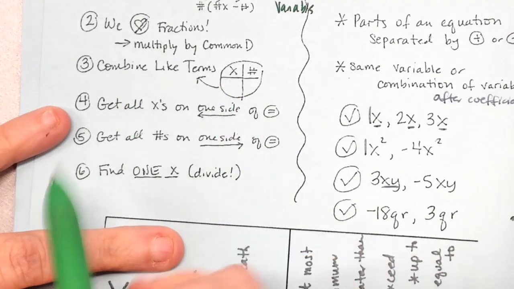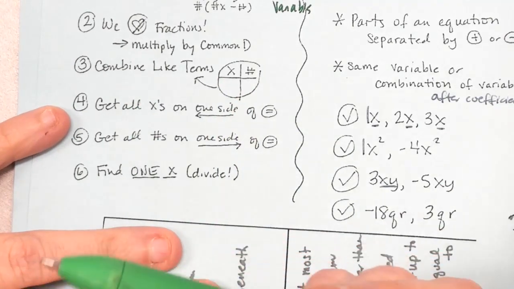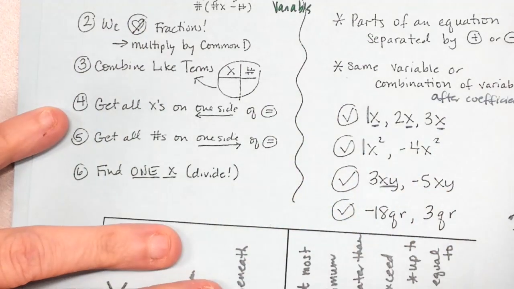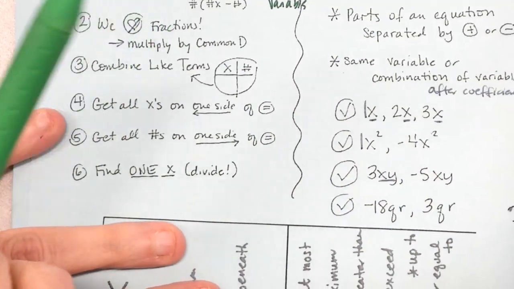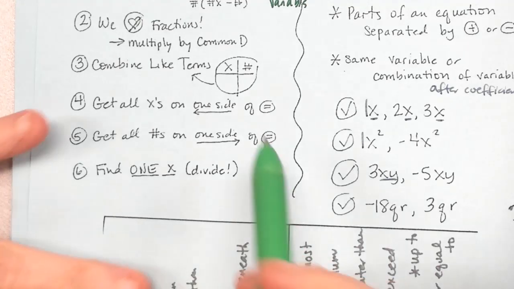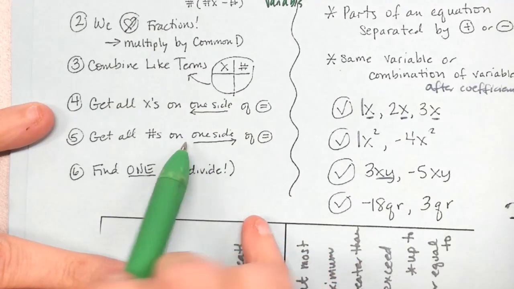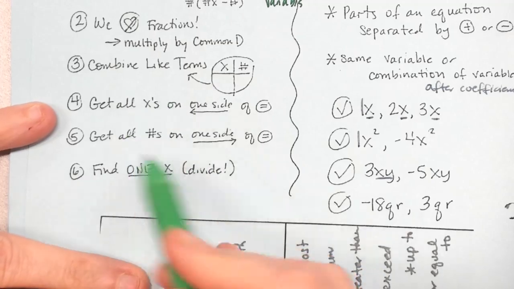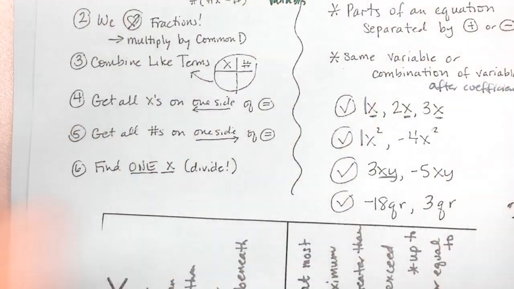Next, I'm going to get all my x's on one side of the equal sign. I always get my x's on the left side, but if you put them on the right side, it's not wrong. There's some graphing things that are easier when the x's are on the left side, which is why I do it that way. And then whatever side I get the x's on, I want to get the numbers on the other side because my goal is to get one x by itself. And then I want to find one x, which I usually do by dividing.